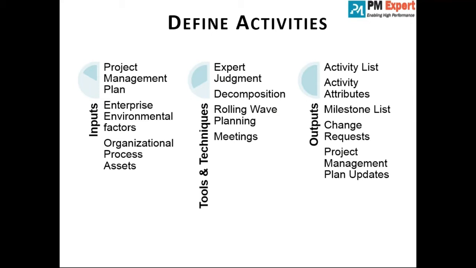Yes, what the activity entails. And apart from this, it also talks about what the activity type is. Is it a level of effort activity or a discrete activity? Now, PMI talks about two types of activities, level of effort and discrete. Now, what is the difference between level of effort and discrete?